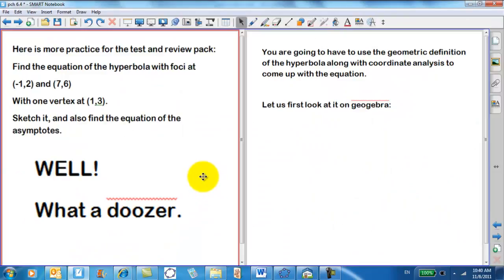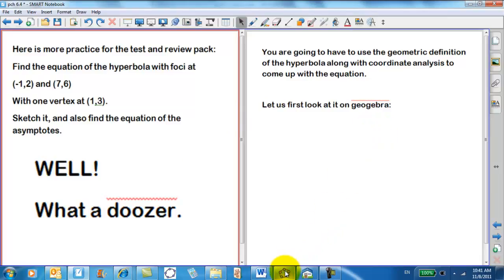Okay, pre-calc students, here's a doozer that you can start working on, and we'll go over it in class. Find the equation of the hyperbola with foci at negative 1, 2, and 7, 6 with one vertex at 1, 3. Sketch it and also find the asymptotes. Well, this is quite the doozer. And we're going to have to go back to the geometric definition of a hyperbola to actually do this.